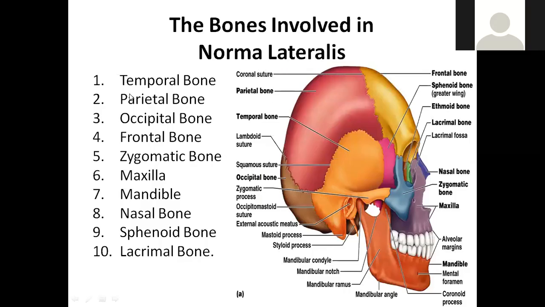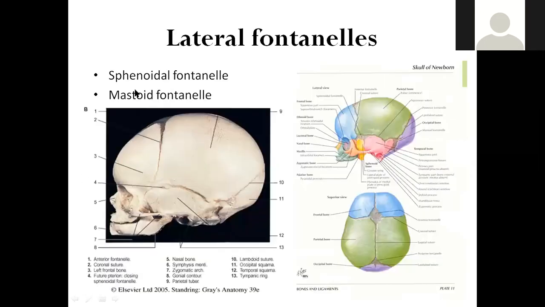Okay, now norma lateralis, let us review. So this is the temporal bone, parietal bone, occipital bone, frontal bone. Blue one is zygomatic, violet is maxilla, orange is mandible, blue is nasal bone. It is only for our convenience that different colors have been used. And this is the sphenoid bone in pink, lacrimal bone in green.